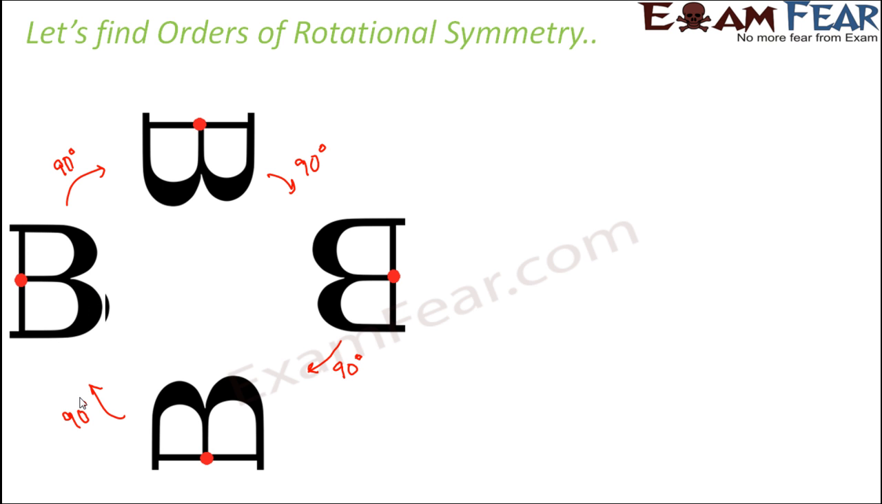So that means between 0 degree and 360 degree, how many identical positions did it come across? This is the only identical position. So that means the order of symmetry in this case is 1.